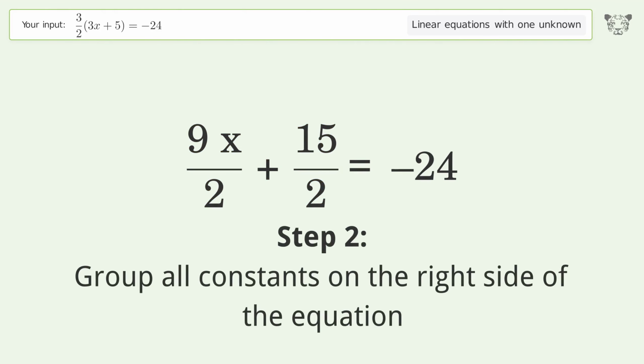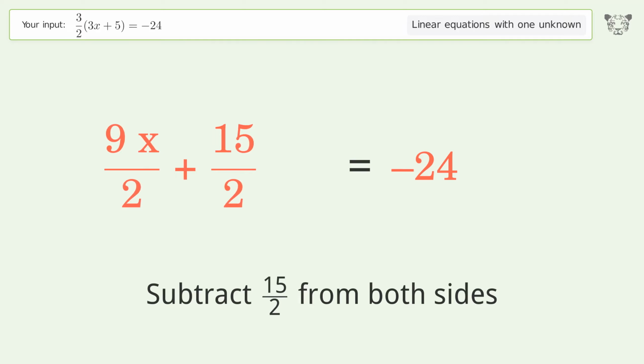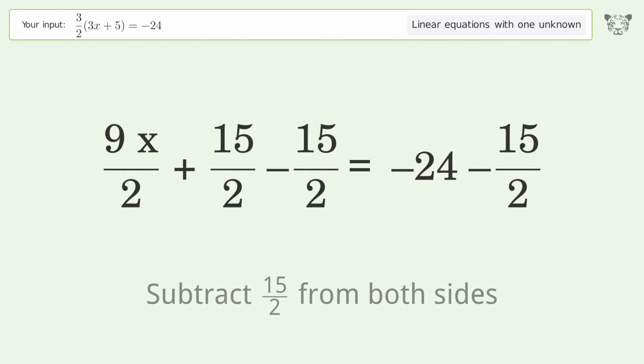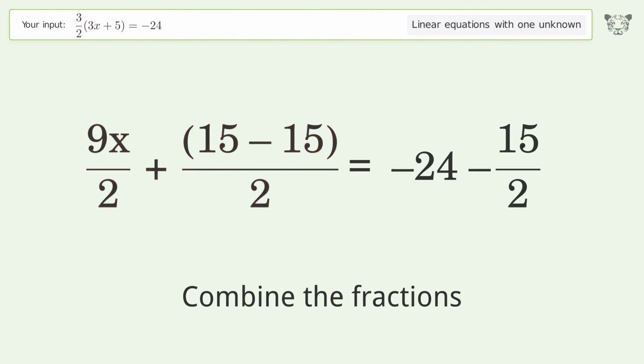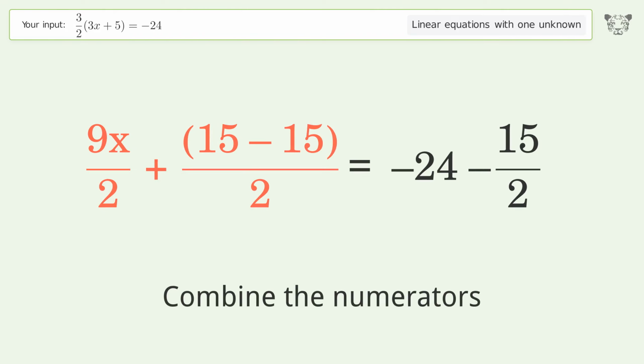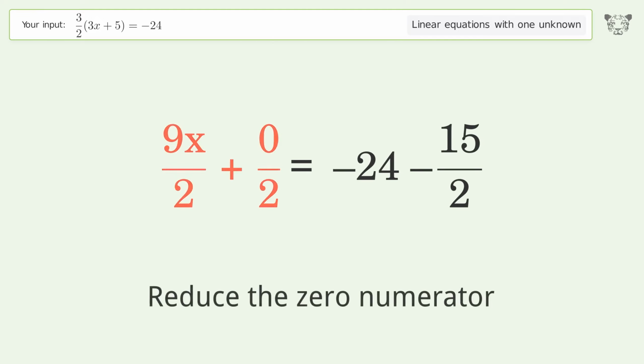Group all constants on the right side of the equation. Subtract 15/2 from both sides. Combine the fractions. Combine the numerators. Reduce the zero numerator.